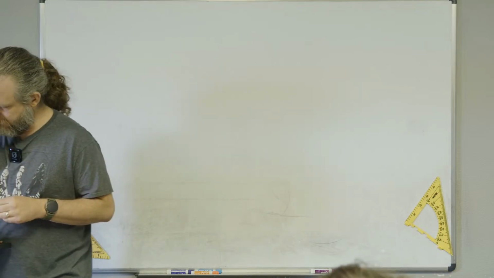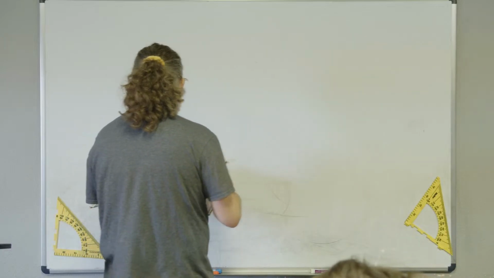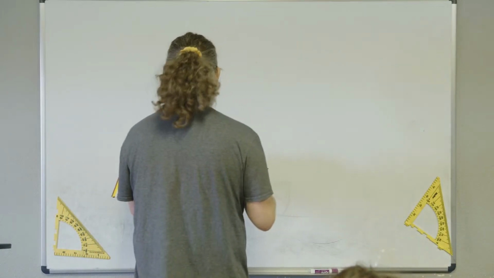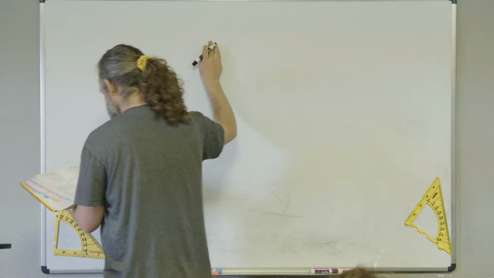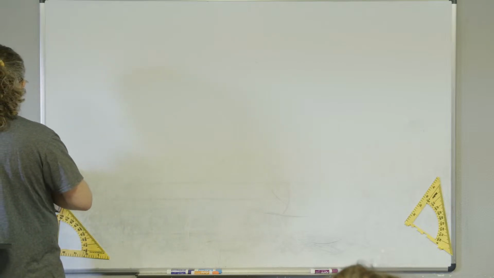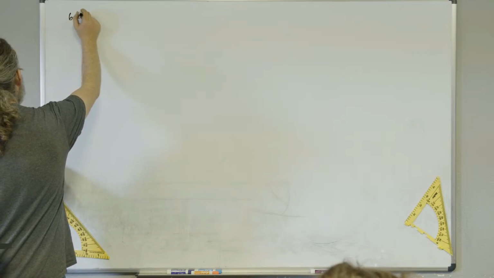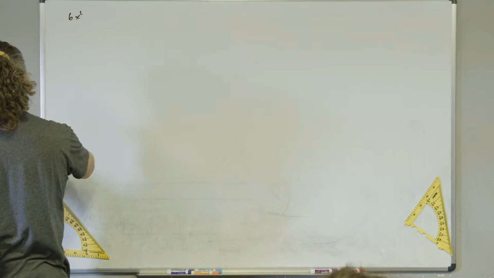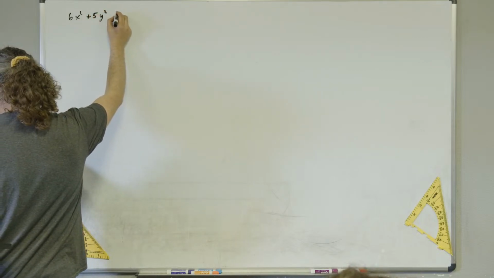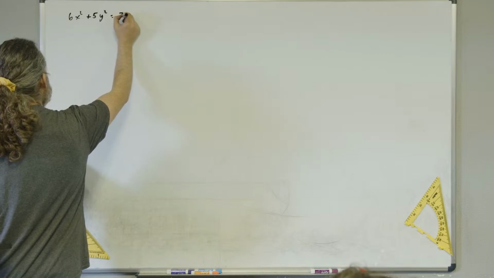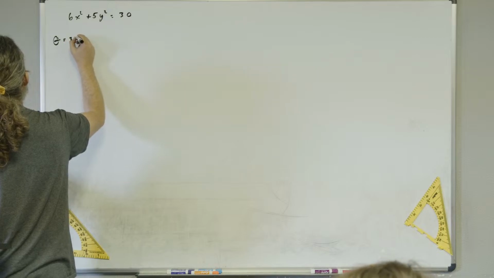Number 10. You notice on that one we just did that it was rotated at the perfect angle for the xy terms to go away. Number 10, I'm going to start in the corner. Seems reasonable. We're going to do 6x squared plus 5y squared equals 30, and we're going to rotate that with a theta of 30 degrees.